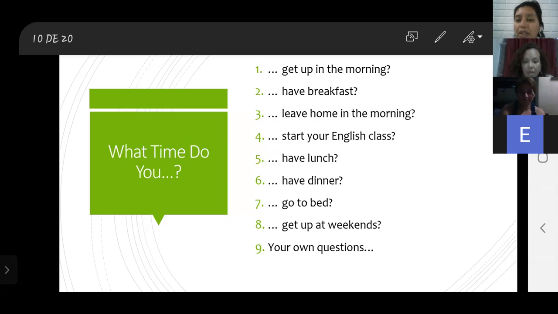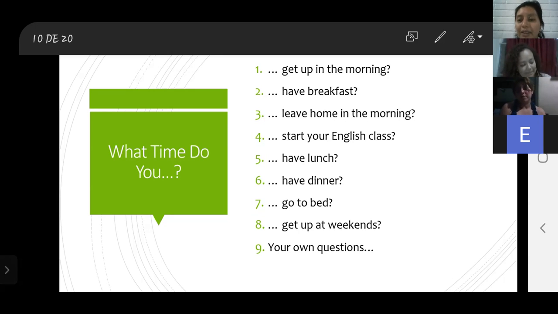Ahí sí lo puedo utilizar. Lo único que como son eventos, ¿verdad? Y estoy dando horas específicas, utilizo lo que es el at. Diferente es que yo les preguntara, what time is it? ¿Qué hora es? Ok, si yo quiero saber la hora en este momento, ahí sí utilizaría lo que es el it is. Let me see, it is 10 o'clock, for example.